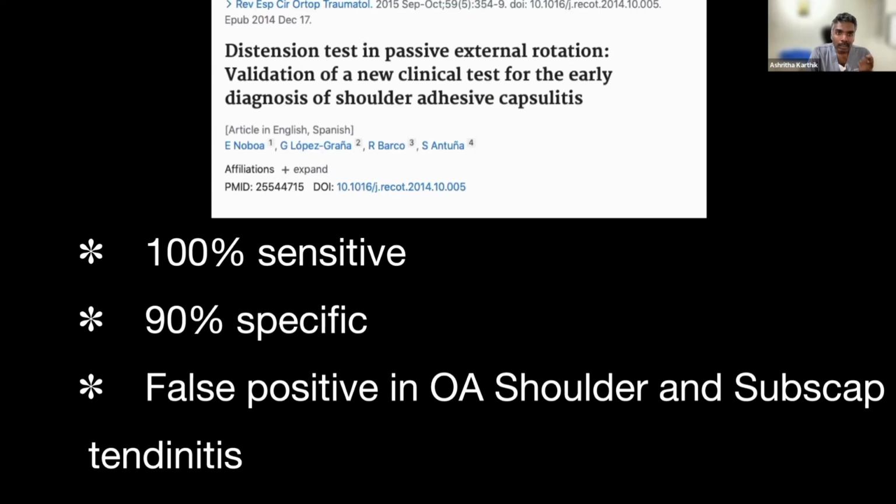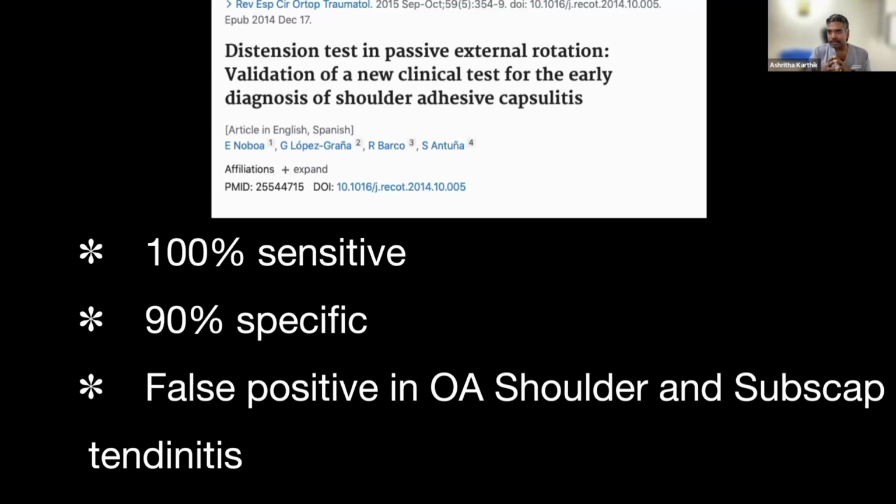Now, the distension test. This was an interesting test. I visited Samuel Antuna in Madrid. He showed me this test. So in early frozen shoulder, you will have a little external rotation, but this is what you call distension, you can call it any which way you want. So you take the patient to the maximum external rotation possible, and then you give a sudden jerky movement, just more than the patient's external rotation on that side. So that will cause severe pain for the patient. I'll show you in a video later.